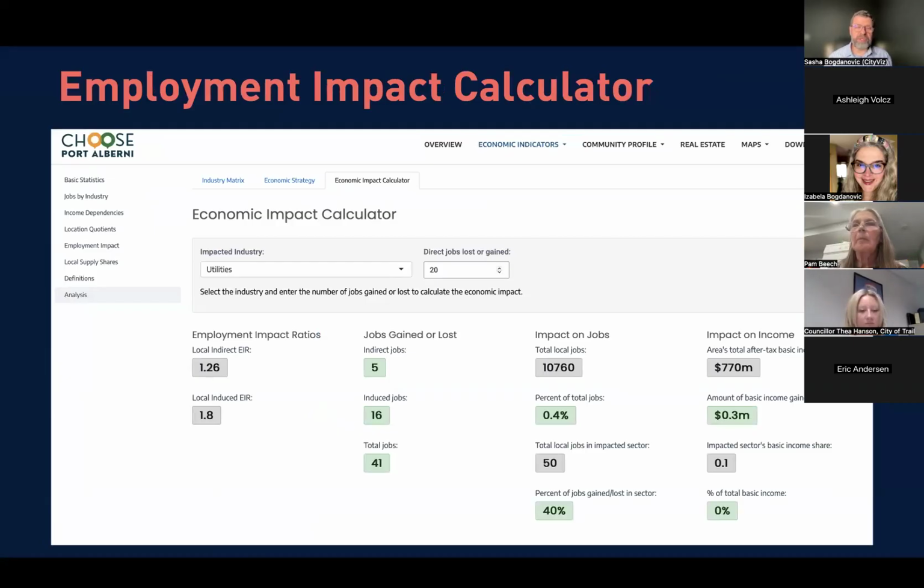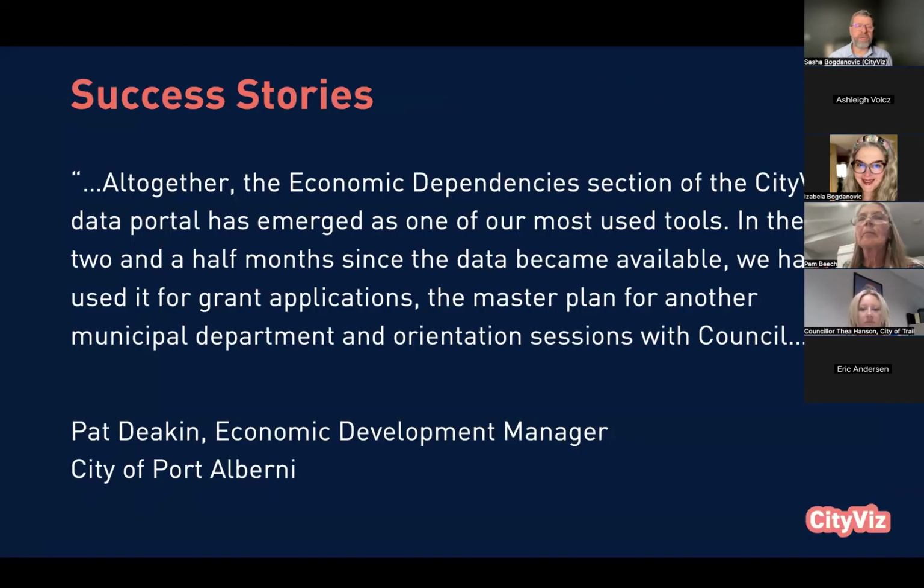So we mentioned the employment impact ratio as one of those advanced indicators. It allows us to create a calculator like this where communities can, for example, project the number of new jobs created in any particular industry and get an estimate of the impact in creating indirect and induced jobs, as well as the actual financial impact of creating those new jobs in terms of basic income.